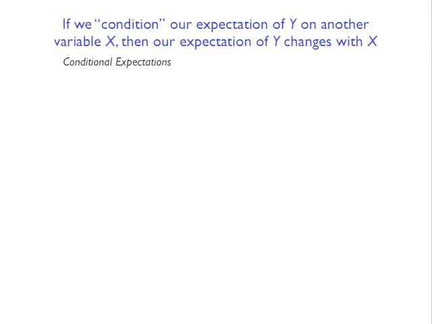And so to think about how we might measure the relationship between 2 variables, we're going to switch from talking about expectations to talking about conditional expectations. So the idea here is that if we condition our expectation of y on another variable, on the value of another variable x, then potentially our expectation of y is going to change as that variable x changes.